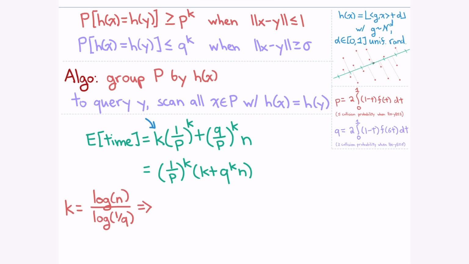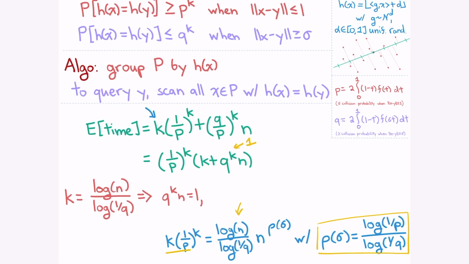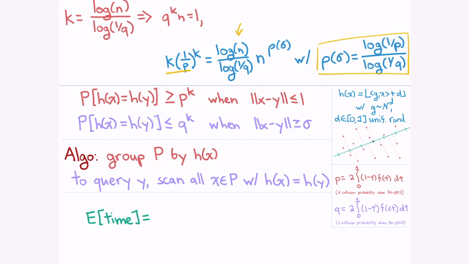So what we're going to do is choose k so that k is equal to log n over log 1 over q, so that this term basically becomes 1. So we do that, we plug this in, and overall the bottleneck becomes this term, and we'll get something like log n over log 1 over q times n to the rho sigma, where rho sigma is this ratio between p and q. Okay, so yeah, that's the idea.